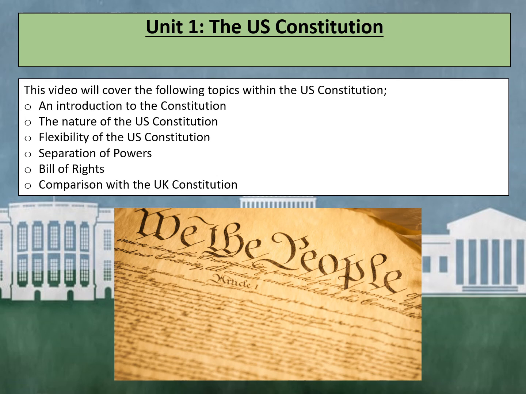Here are all the topics that will be covered in the US Constitution revision video. This particular video is going to focus on the nature of the US Constitution, looking specifically at its three main features.